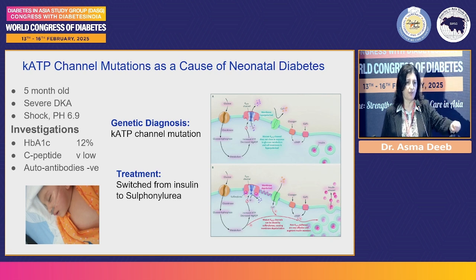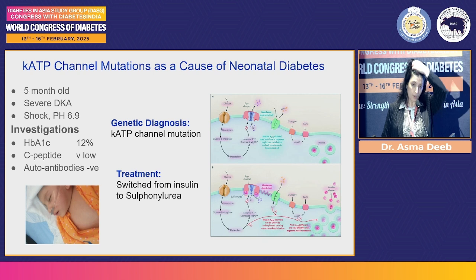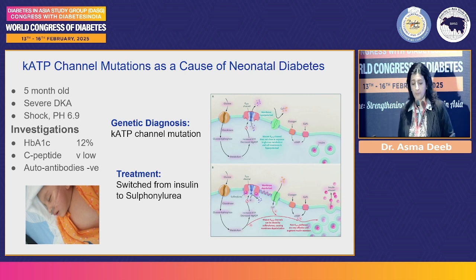KATP channel mutation is a very interesting disease, and it's actually good news to have the child diagnosed with KATP channel mutation amongst neonatal diabetes causes, because this disease can be treated by sulfonylurea. I'm sure you are all aware of this being a hot topic in the early 2000s when this article appeared in the New England Journal showing the effect of sulfonylurea on the mutant KATP channel. So these children can be switched from insulin to sulfonylurea, similar to this child I'm showing a picture of, who was referred to us with a severe DKA.